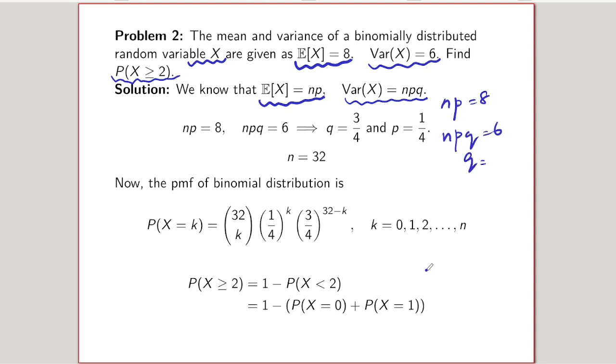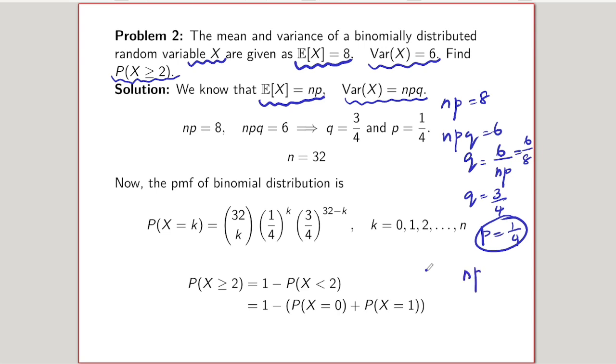q can be written as 6 divided by np, which will be 6 by 8. Or in other words, we can write q is 3 by 4. If q is 3 by 4, then p value will be 1 by 4. So p, we know that value. And for binomial distribution, to write the PMF, we must know two parameters, that is n and p. So p value we know that. How to find that n value?